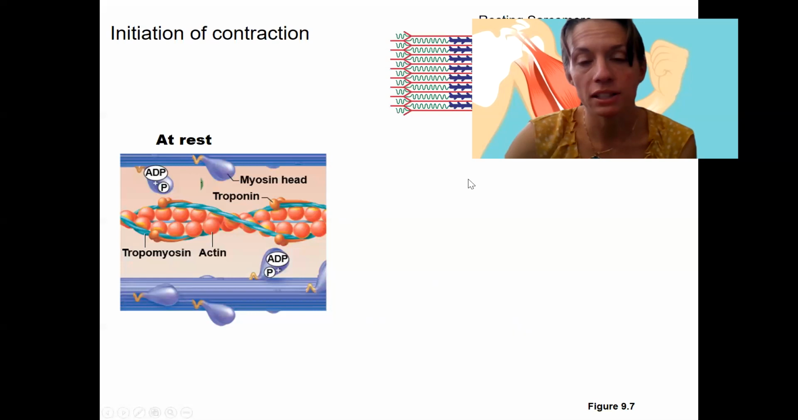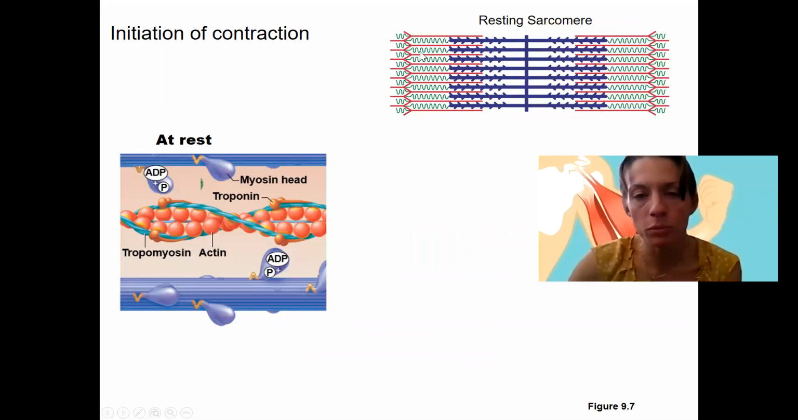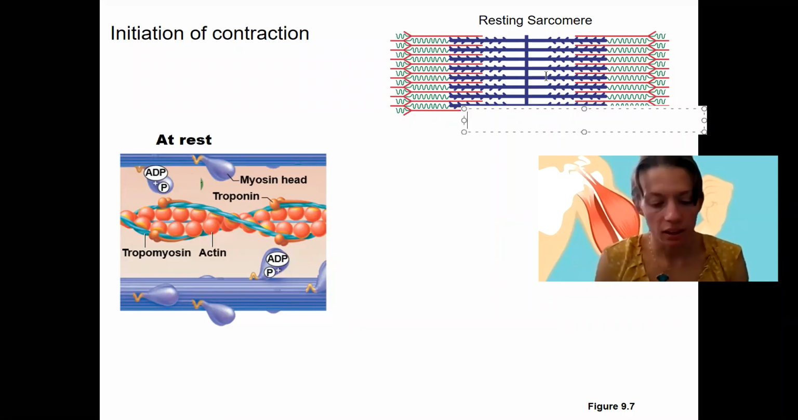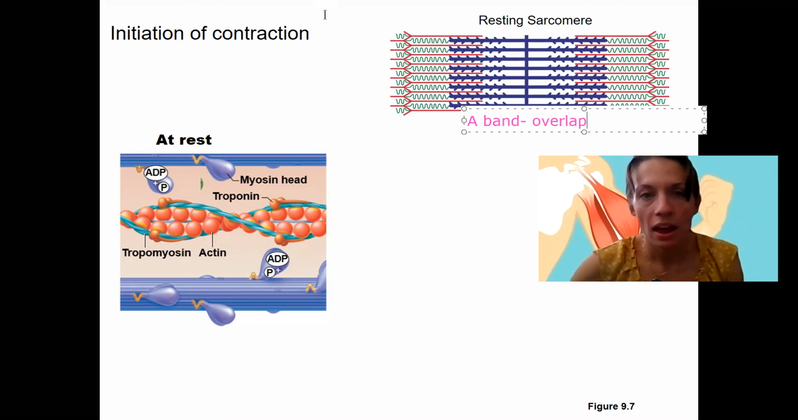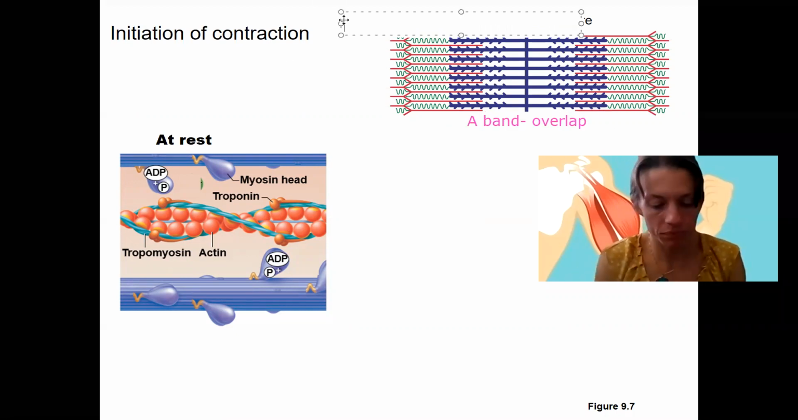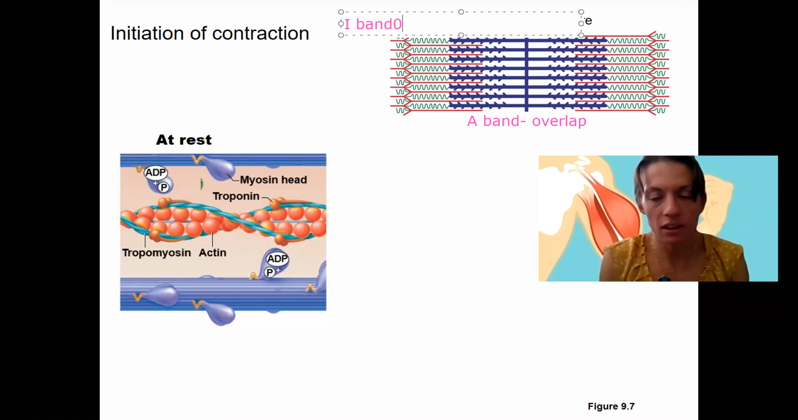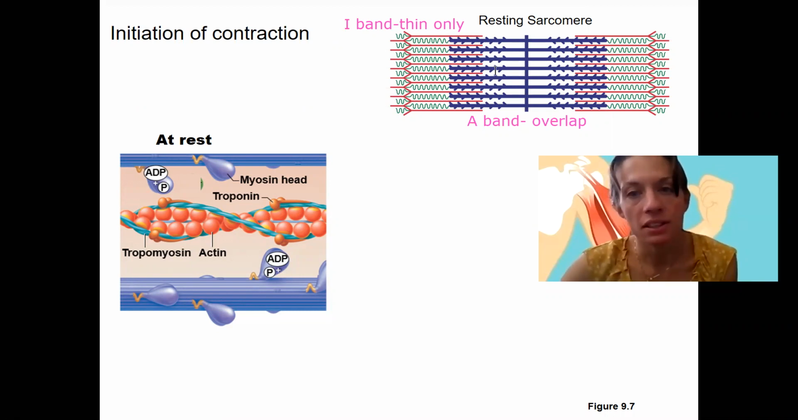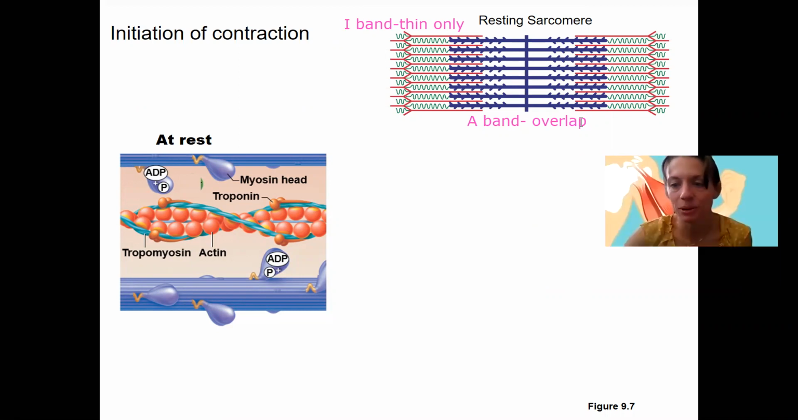Here we've got a resting sarcomere. Remember, there's overlap of these thick and thin filaments, and you should be able to identify the A band, which is the overlap portion, versus the I band, which is the thin filaments only. This overlap region is going to change when contraction occurs, and this again is initiated by calcium.